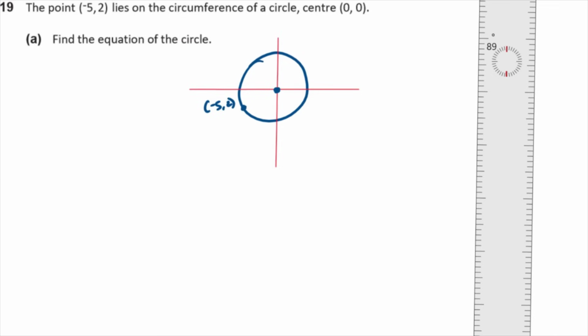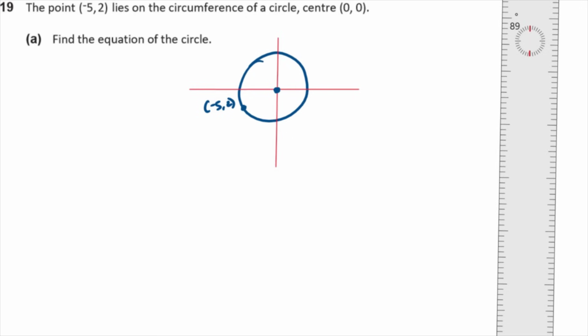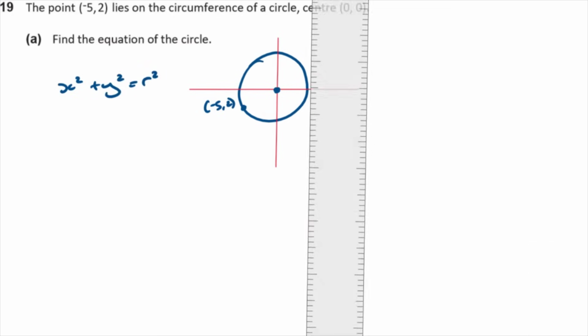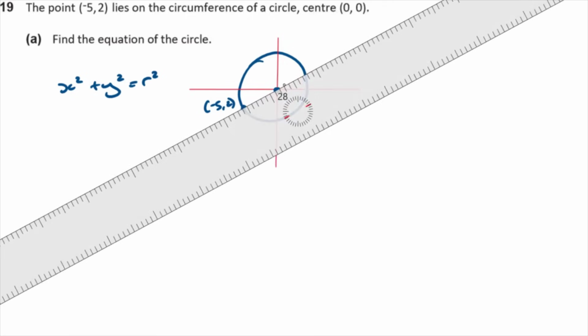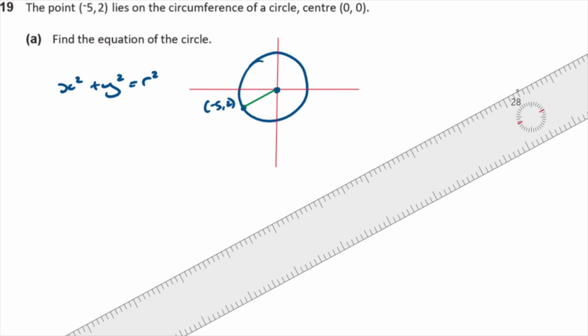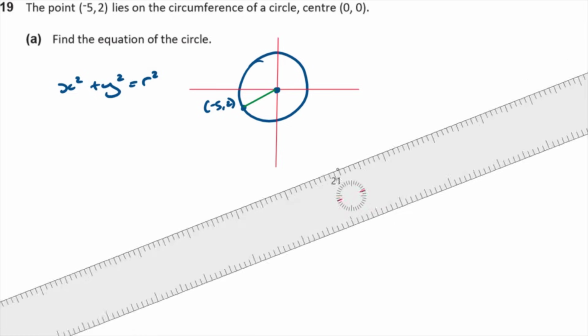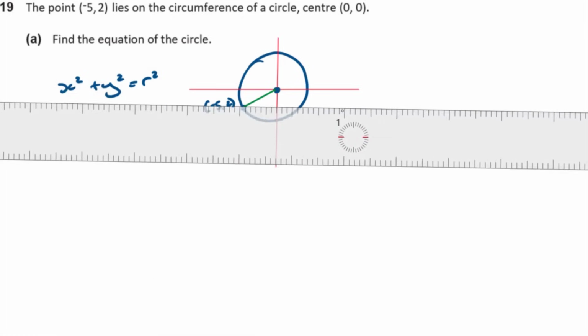Okay, so I want to find the equation of the circle. Now the equation of any circle centered on the origin is going to be of the form x squared plus y squared equals r squared, where r is the radius of the circle. Now we can find the radius of this circle by finding this length here then, can't we? So if I find how long this line is here, that's going to be the radius, isn't it? Okay, and we can do that by just using the coordinates of that point.